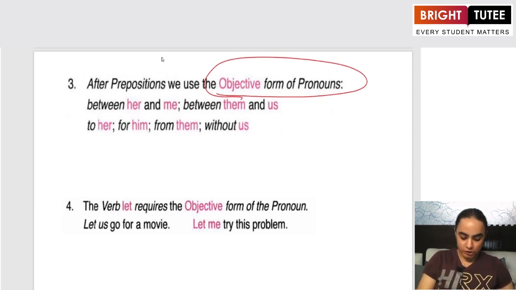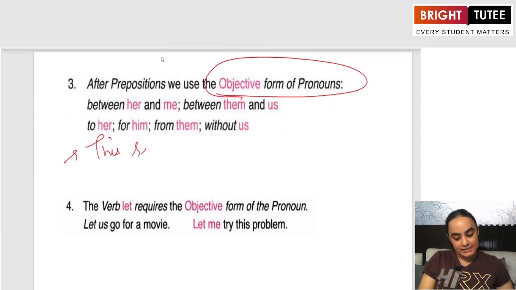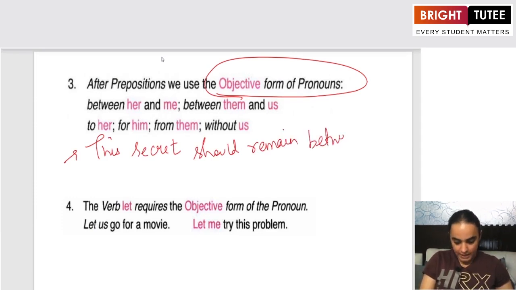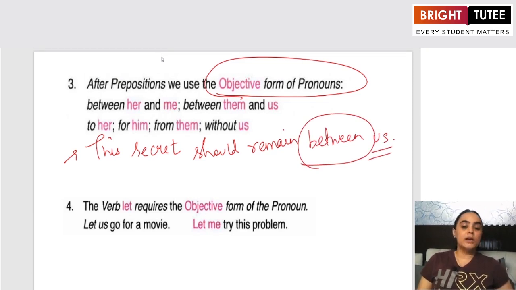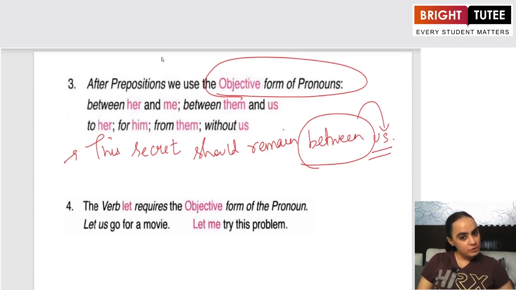This conversation, if I give you an example, this secret should remain between us. What is my preposition? Between. And what is my pronoun here? Us. So, us over here is the objective form of pronoun because it is used after the preposition.